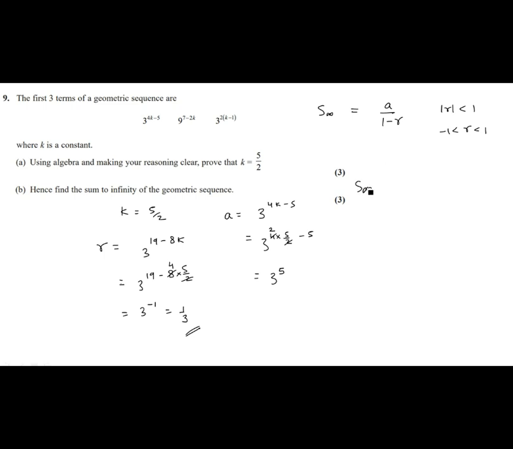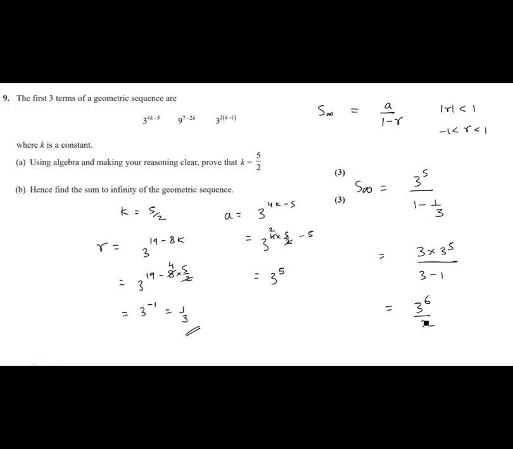So S infinity now will be a. A is 3 to the power 5 over 1 minus r. R is 1 by 3. So let's multiply the numerator and denominator by 3. So this becomes 3 times 3 to the power 5, and times by 3, so it will be 3 minus 1. So this becomes 3 to the power 6 over 2.